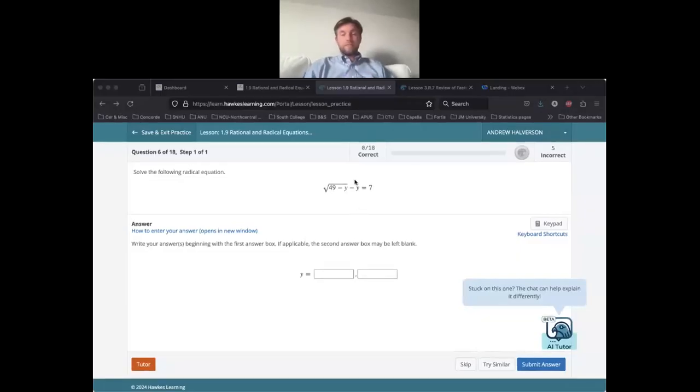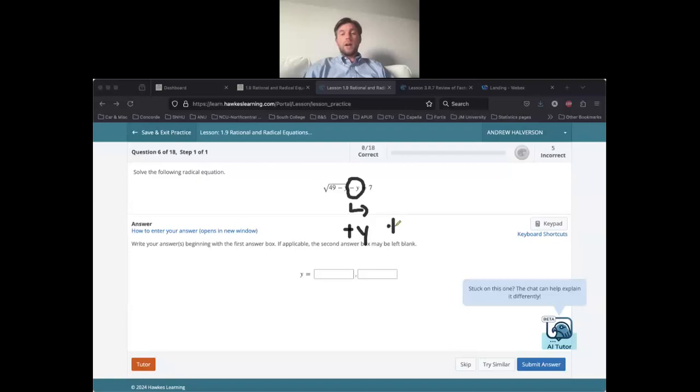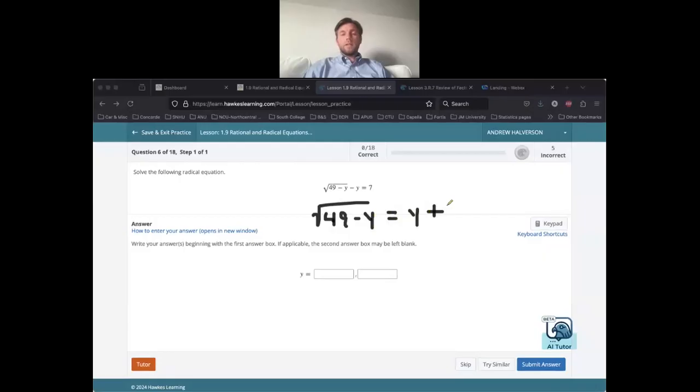You gotta add your y to the other side, like the other one. We're going to get rid of this y, move it over, and we're going to do that by adding y to each side. Okay? Adding y to each side. So when we do that, we get the square root of 49 minus y. And on the right side, it becomes y plus 7. Now what?